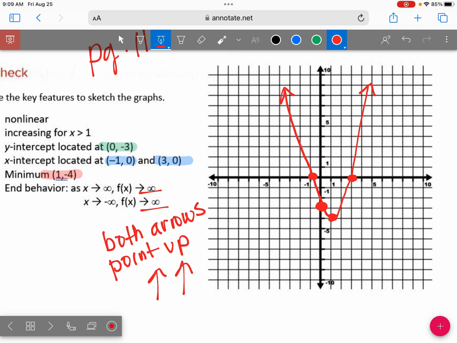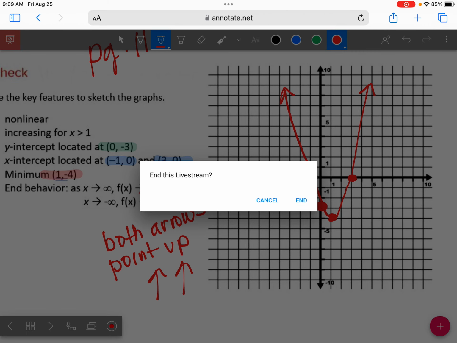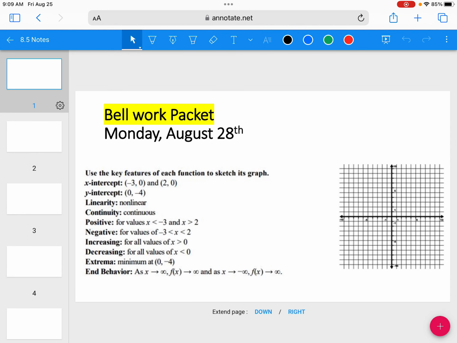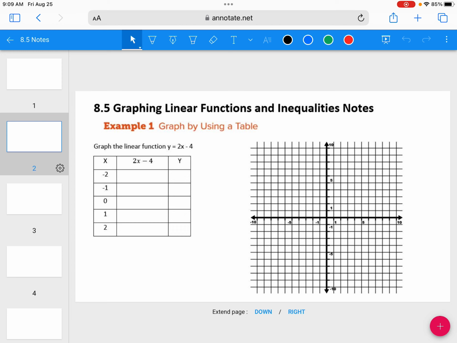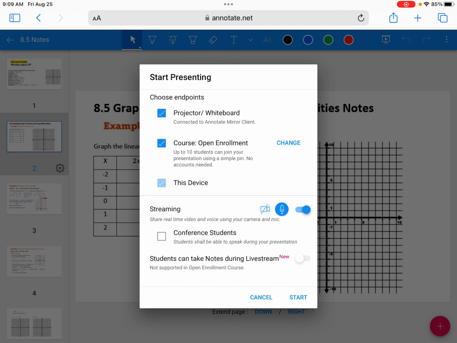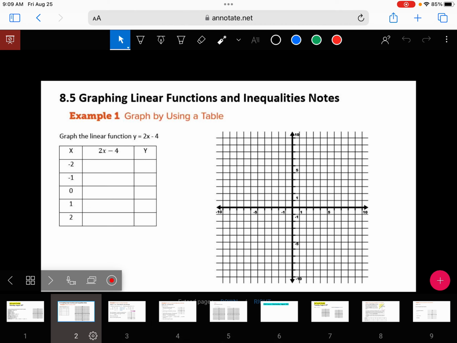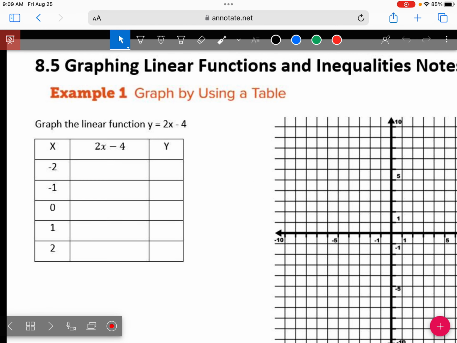All right, so we have one more graph to do. I'm going to 8-5 now. So our 8-5 notes. Let's go ahead and fill in our table. So we have these 5 points. And I want you to take your calculators and figure out your y values.